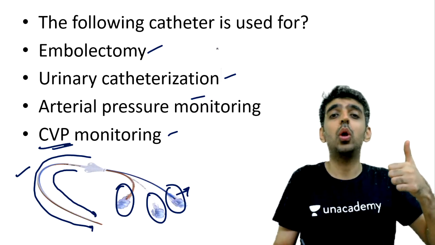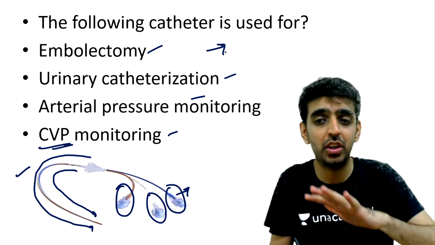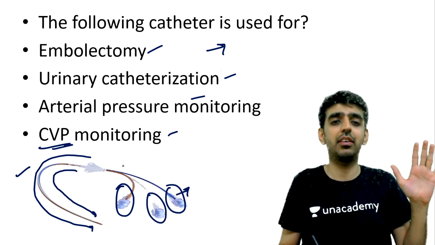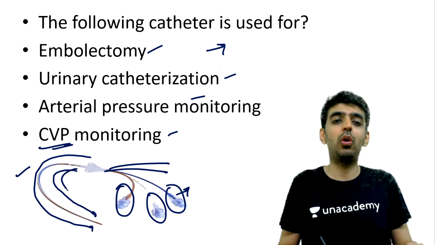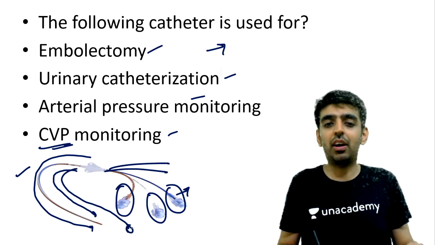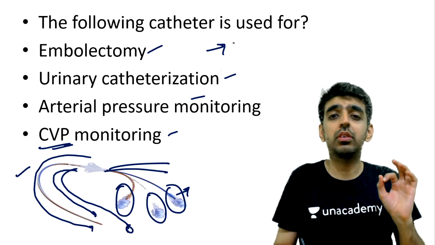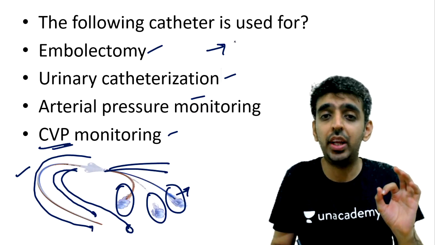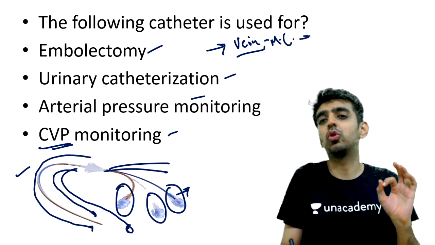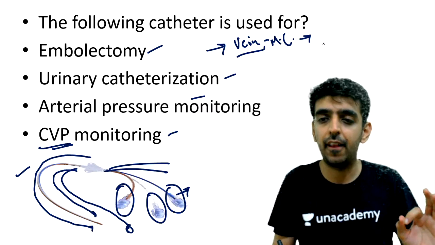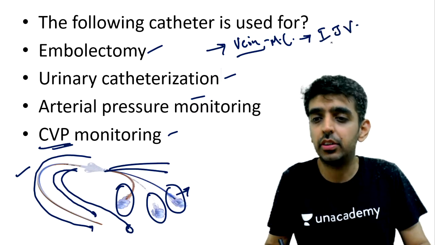Which is the main vein commonly used for this? No, it is not a Swan-Ganz catheter. A Swan-Ganz catheter will have 5 ports. It will be somewhat similar, but it will be longer in length and it will have a cuff at the end. Which is the most common vein which is used for this? Most commonly inserted through which vein? It is the internal jugular vein.